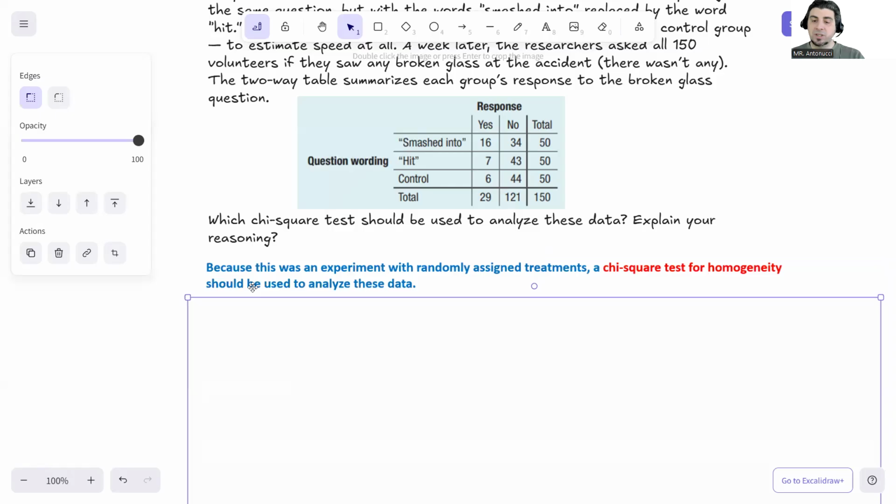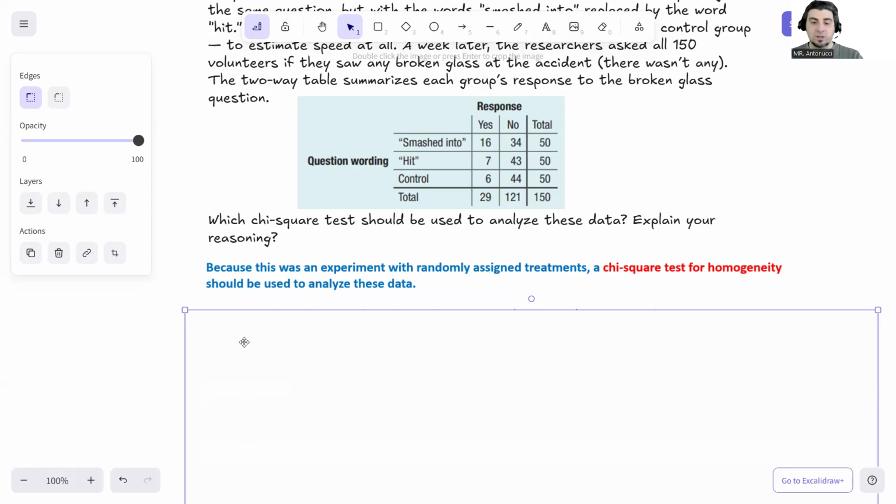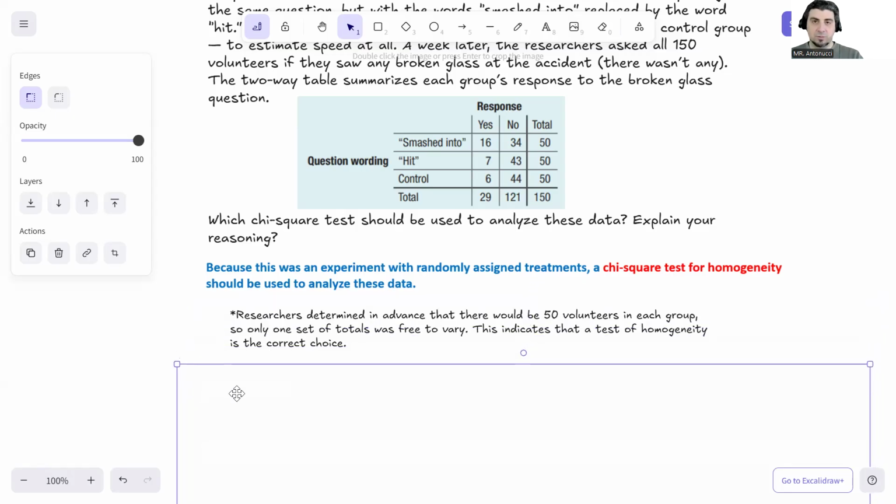So here, because this was an experiment with randomly assigned treatments, a chi-square test for homogeneity should be used to analyze these results. Remember, the researchers determined in advance that there would be 50 volunteers in each group. So the groups were known, the group sizes were known before the experiment took place. So only one set of totals was free to vary. That would be whether they said yes or no within each of the groups of 50. This indicates a test of homogeneity is the correct choice.